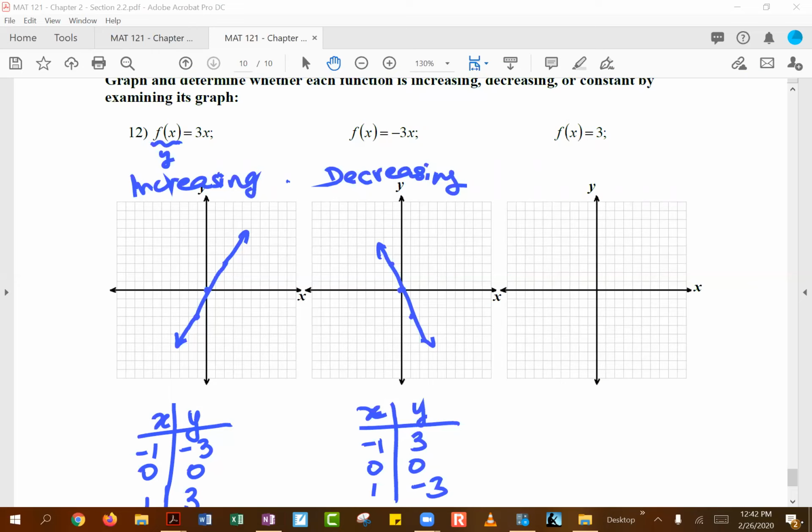If I use the same x values, what will my y values be? For all of them? Yeah, because it's telling us f of x equals 3, which means your y equals 3. So it doesn't matter what your x value is, your y is always going to be at 3. So you should be at basically a horizontal line going this way.